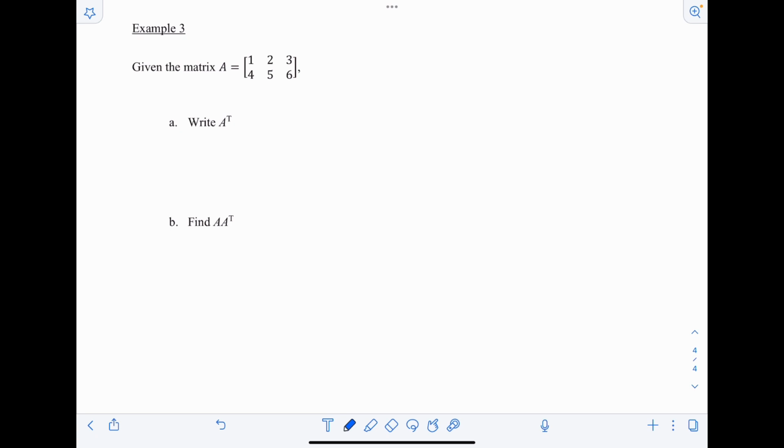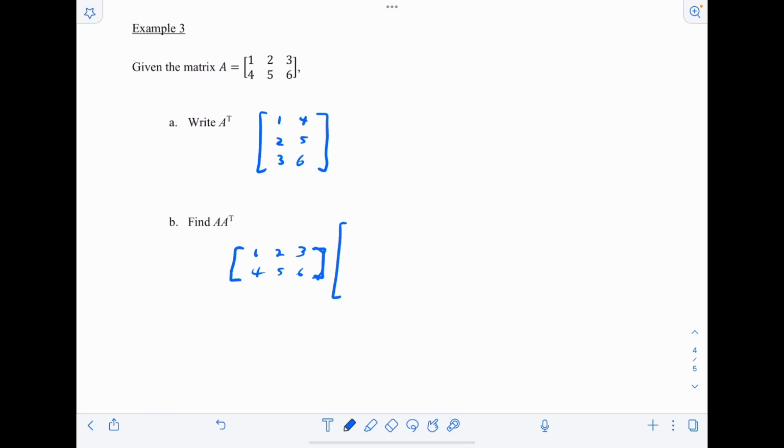So we've got a matrix. We're going to just use that 1, 2, 3, 4, 5, 6 matrix. And again, we already wrote the transpose. So 1, 2, 3, 4, 5, 6. And now we're going to multiply these two matrices together. So we're going to take matrix A, 1, 2, 3, 4, 5, 6, and we're going to multiply it by the transpose 1, 2, 3, 4, 5, 6.